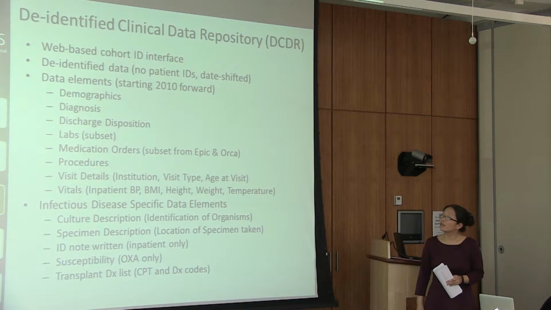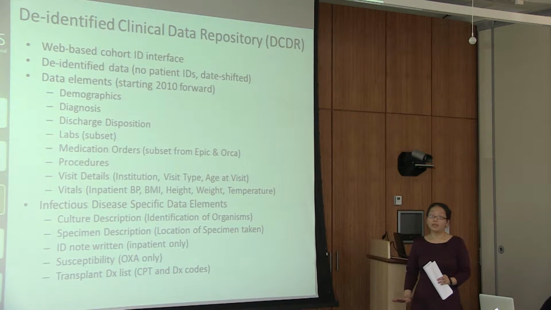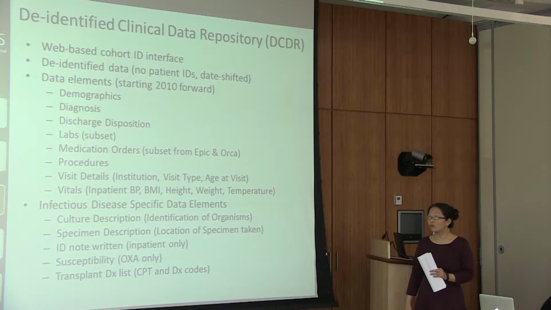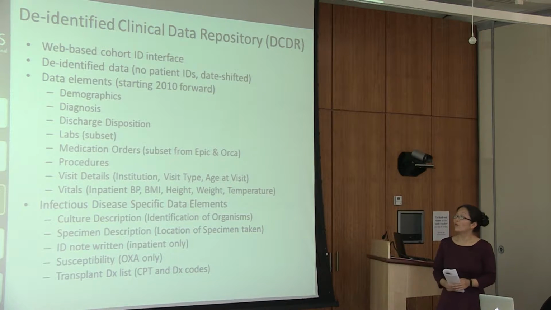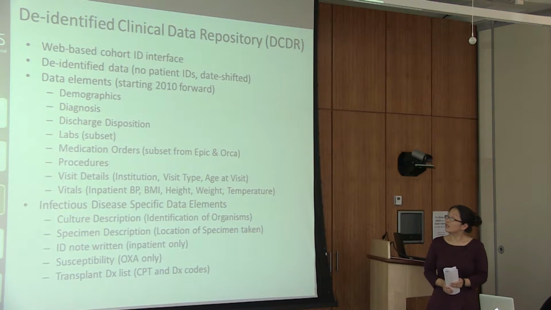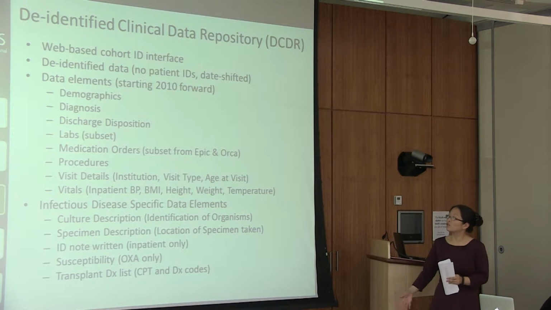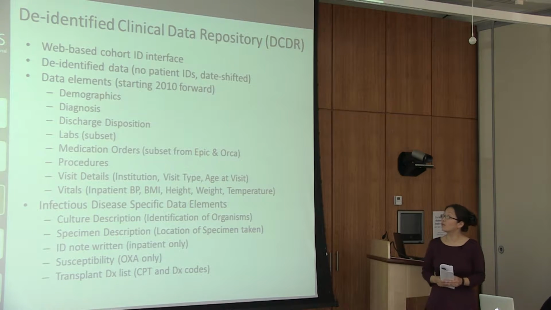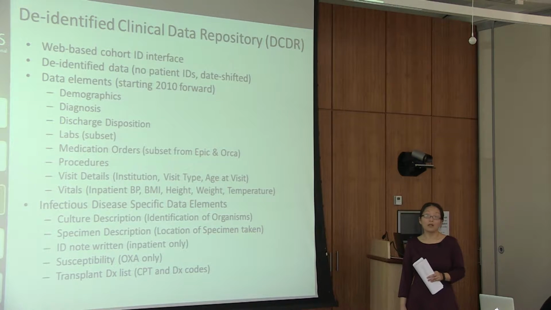We have demographics, diagnosis, disposition, labs. Not all the labs, it's a subset, because depending on who's going to use it or request it, we could add some more. We have medication orders, procedures, visit details, which includes all the institution, what type of visit, age at visit info, and vitals. These are inpatient vitals for now. We have ability for others, but currently.